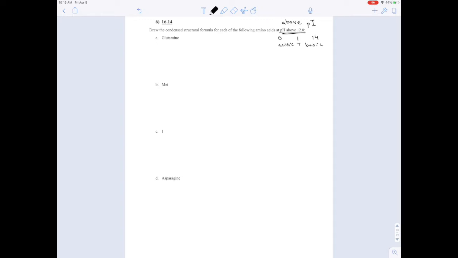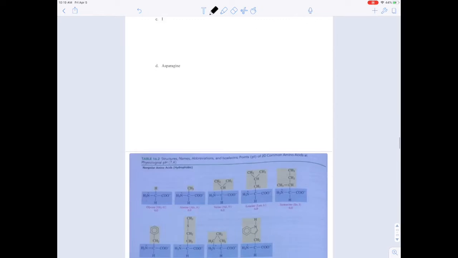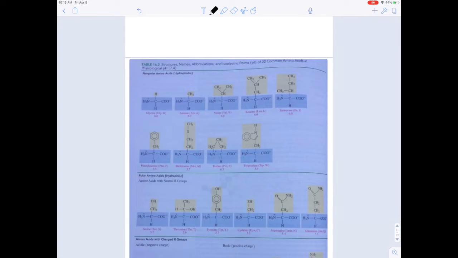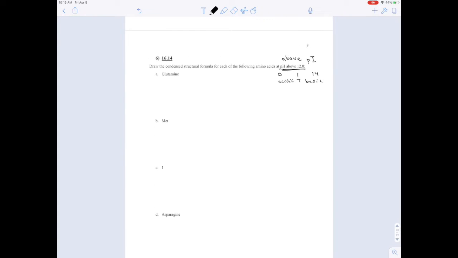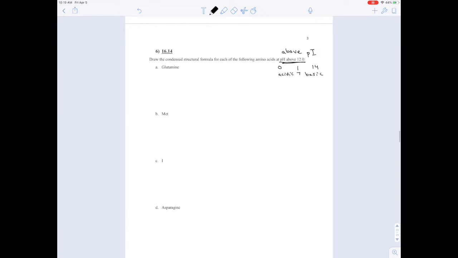And if you want a discussion of what the PI means and how you can identify it and the effect of it and everything, I recommend the video for exercise 3 from this chapter, chapter 16, exercise 3. So, in this one, we get to draw each of these molecules. Let's draw them all as listed in table 16.2. That's at the PI. And then we'll adjust them at the end to take into account the fact that the pH is so high and that we're above the PI.